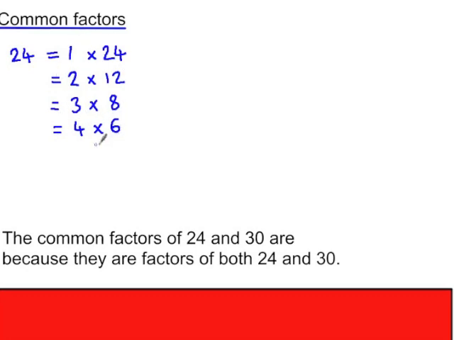Now, using this systematic approach, once I get to the point where I've already found a number, I can stop because I've got them all. So the factors of 24 are 1, 2, 3, 4, 6, 8, 12, and 24.